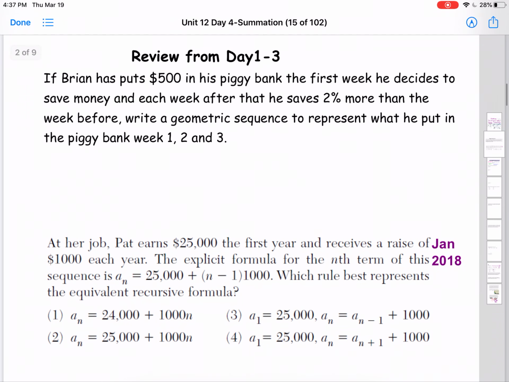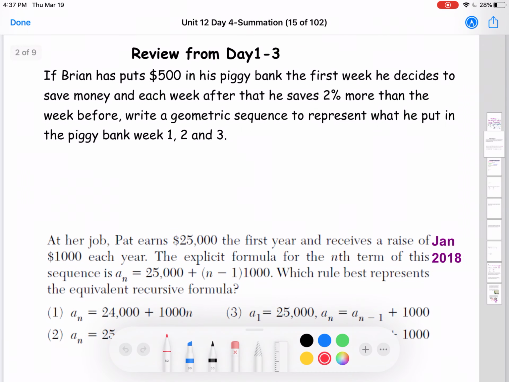Let's also put some more review in here from days 1 to 3. All right, first one. If Brian puts $500 in his piggy bank the first week, so that's like my a sub 1, and he decides to save money each week after that, he saves 2% more than the week before, so now we know this is geometric. Well, they told us anyway. But remember, this is a decimal 2%. You have your 2%, so as a decimal, it's 0.02.